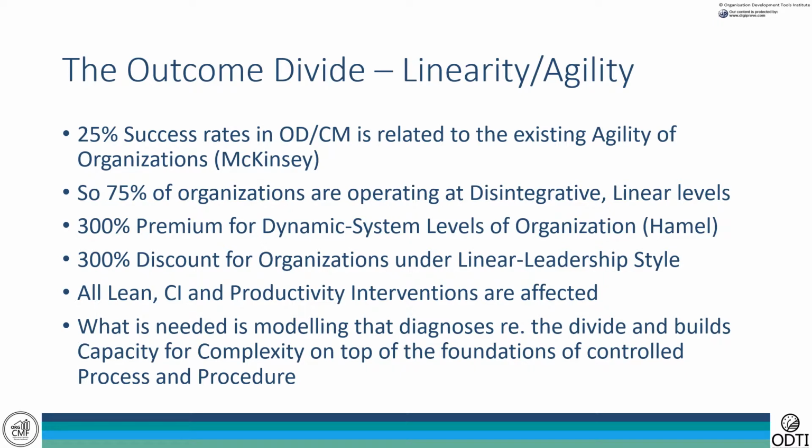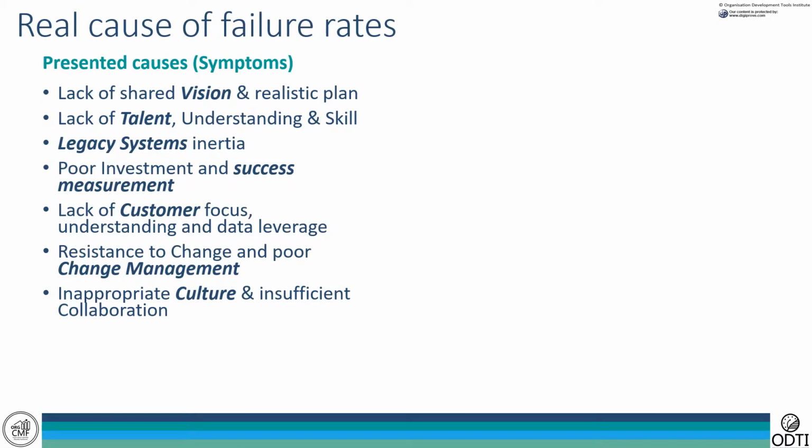What is required is modeling that diagnoses the divide between the ambition and the current performance and builds a capacity to deal with complexity on top of the foundations of control, process, and procedure. Having studied many industry analyst reports on challenges in digital transformation, we can see common traits that arise, such as lack of shared vision or lack of talent, inertia with existing legacy systems, failure to focus on the customer, change management, inappropriate culture, and lack of visibility on progress and success.